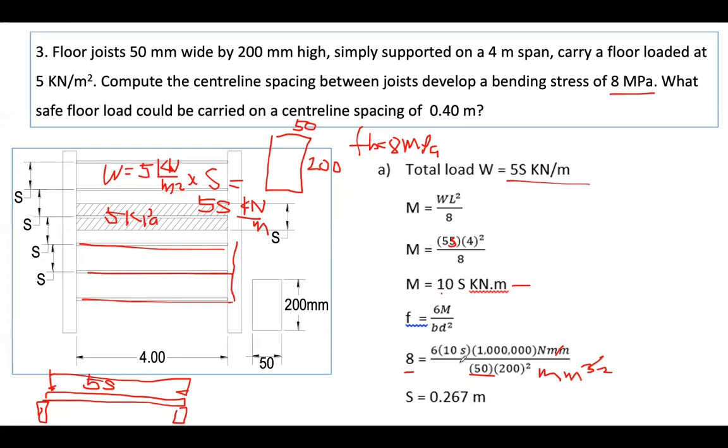Our consideration here for S is in terms of meter, because when we multiply the 5 kilopascal by S, it became kilonewton per meter. In other words, our assumption for S is in meter. So obviously the answer is 0.267, because all the units cancel out here. That is 0.267 meter. In actual practice, they make it 0.25, not 0.3, because 0.3 is no longer safe.